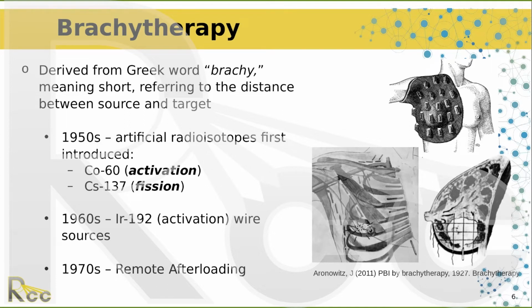In the 60s, iridium-192 came along, which was also an activation product. This was derived from stable iridium, which was bombarded with neutrons to create radioactive iridium-192. And that's been a really important radionuclide up until today, and it continues to be, although we've come back around to appreciating the simplicity of cobalt-60.